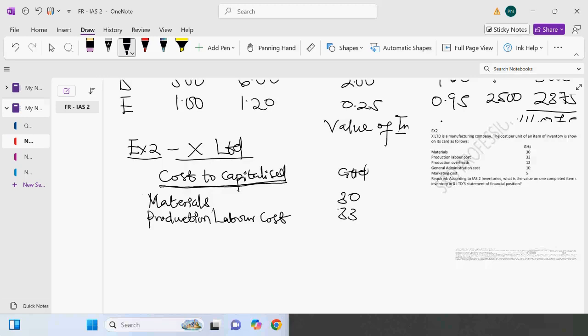Then production overheads. Will it be capitalized or expensed? Capitalize. Capitalize, explain. Expense, explain.